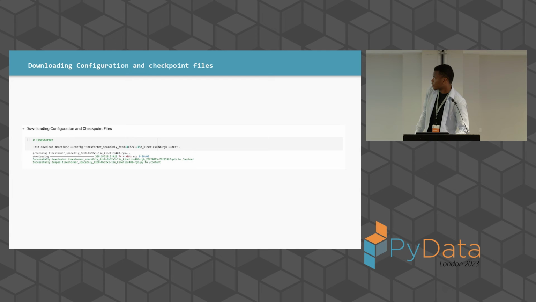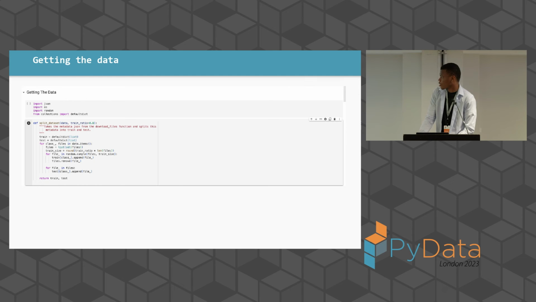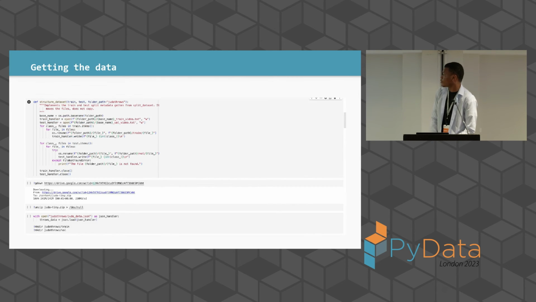So, downloading the config file for the TimeSformer. This is different from the TSN, which was used in the previous notebook. So this is way better. This is just a custom function I worked on to split the data sets. Downloading data sets from Drive.